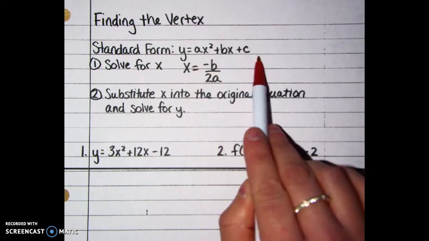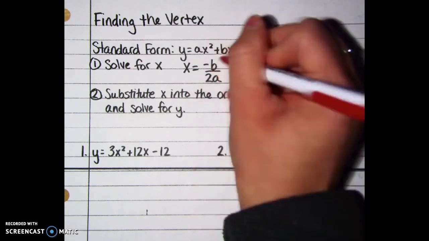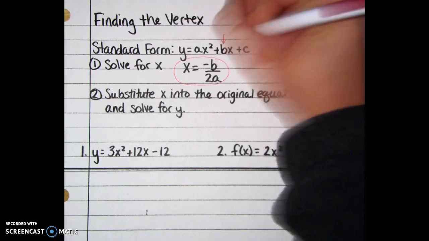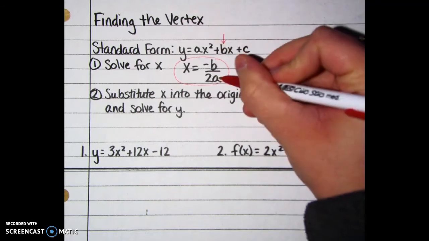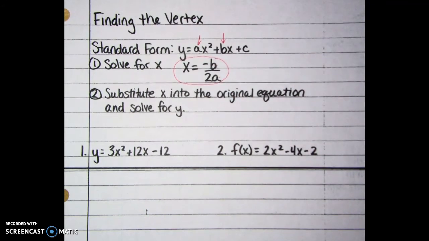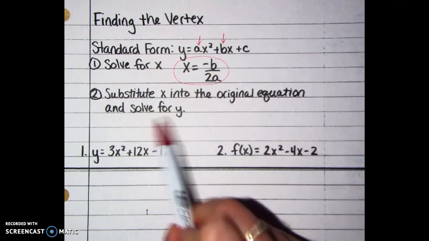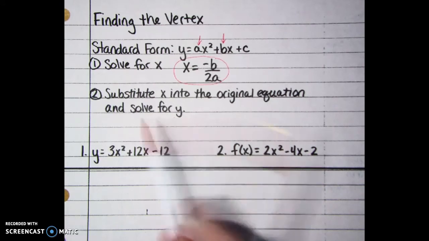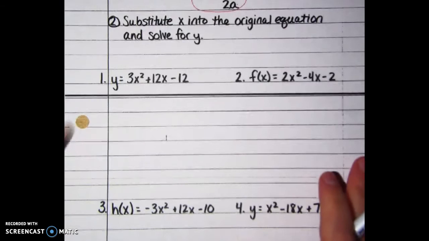And to find the vertex, you first solve for the x using this formula right here. So x equals negative b, so b is this number right here with the x, and then 2a, so that times 2. Okay, once you solve for the x, then you plug it back in to the equation and solve for the y. Okay, so let's look at a few examples down here.